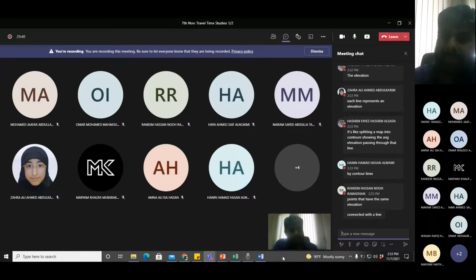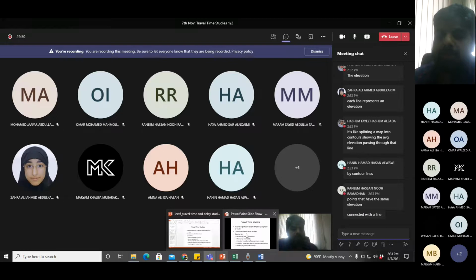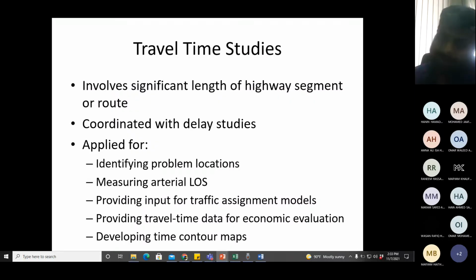Same thing is shown in a time contour map, but in terms of time. What was shown in terms of elevation in a normal contour map, the same approach is taken in a time contour map, but to show the travel times. In a surveying contour map, the lines are showing points of same elevation from a reference point, right? In a time contour map, the lines are joining the segments of same travel time from a reference point.